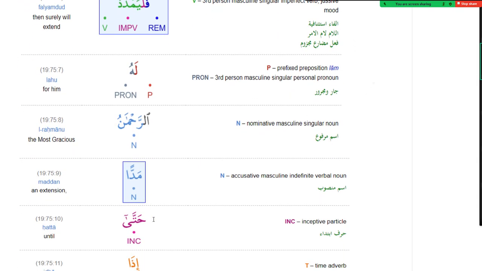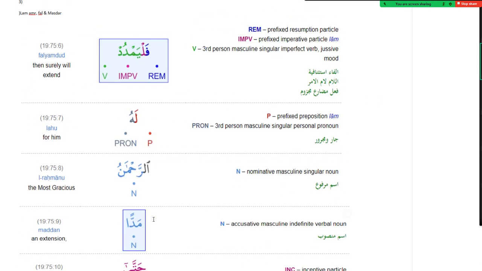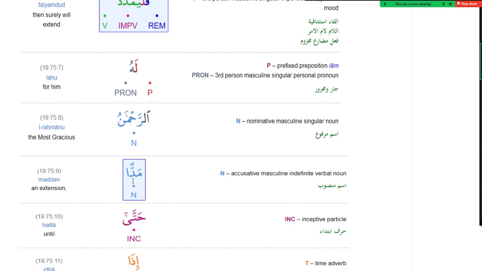فَلْيَمْدُدْ لَهُ الرَّحْمَنُ مَدًّا حَتَّى إِذَا رَأَوْا مَا يُوعَدُونَ. The fa, it is huruf jazima. Yamdudu or yamuddu becomes yamdud. Okay, it splits here, right? Then surely will extend for him the most gracious. What is maddan? It is verbal and it's masdar too, right?